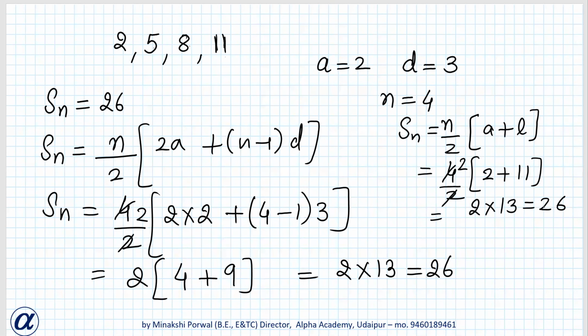Okay. Now for finding the nth term, we had written one more formula: an equals Sn minus S of n minus 1.